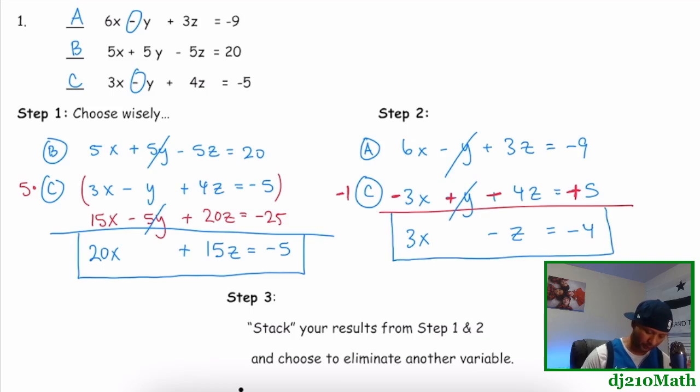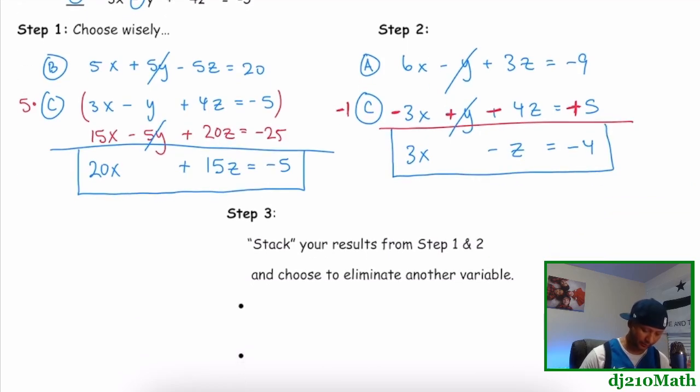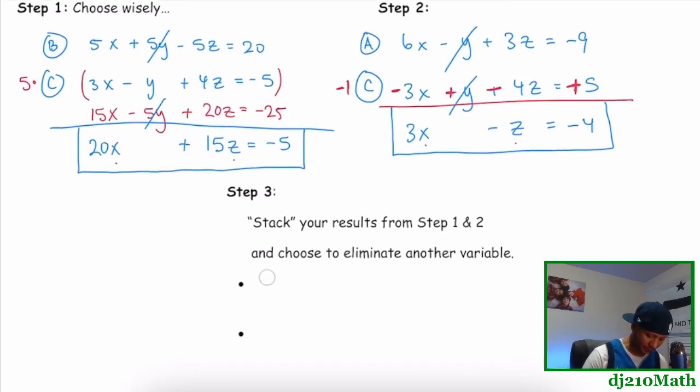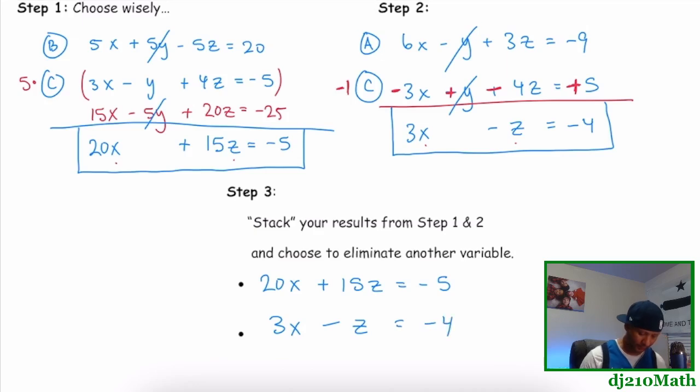So here is another important piece. Let me double check: I got an x, I got a z, in both of these. These are going to come together in step 3. So 20x plus 15z is equal to negative 5, and 3x minus z is equal to negative 4.